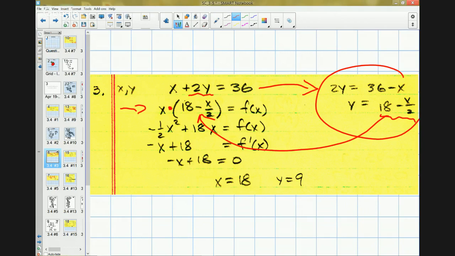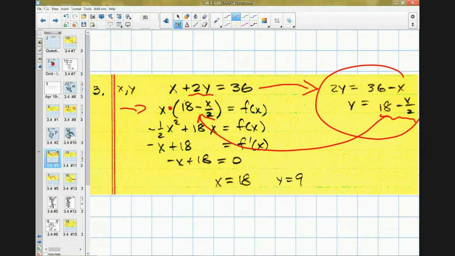Yeah, I reversed it. What's x times negative x over 2? It's negative x squared over 2, or negative 1/2 x squared, and x times 18 is 18x. Okay, take the derivative. Nice power rule here. 2 times negative 1/2 is negative 1, so this becomes negative 1x, and then plus 18, set it equal to 0. X is 18.